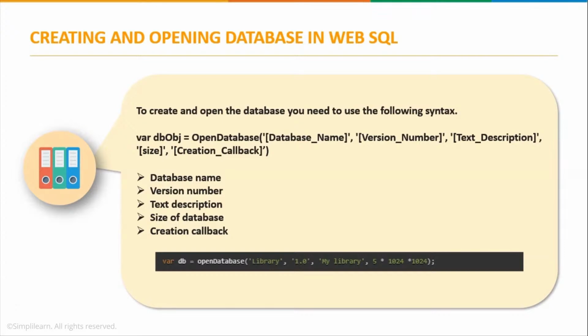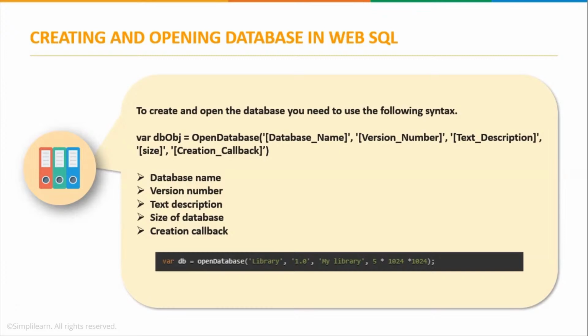Next we have the text description. This argument describes the database and provides information about it. You can provide any sort of description to the database that you are working on. Next we have the size of the database. This argument decides the size of the database, which is generally in MB. And finally we have a creation callback. If the database does not exist and is being created, this callback will be invoked. It is optional and is not needed for the database to be created, and we can apply it if we want. So in this way you can successfully create and open a database.